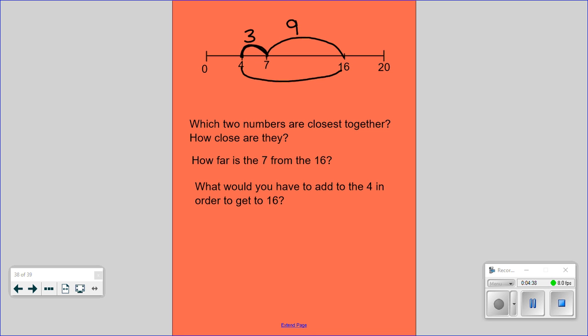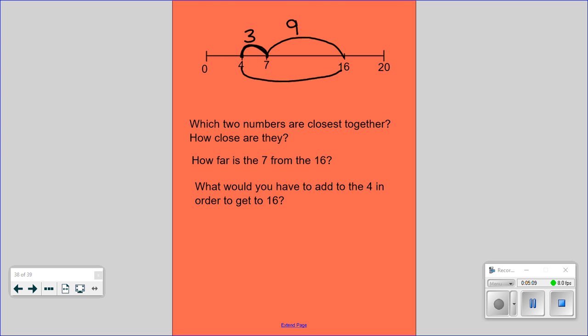There's 2 parts in there. Do you see the 2 smaller parts? Brayden, do you see them? All you have to do is add the 3 and the 9. Yes! All you have to do is add my 2 smaller jumps that I've already done. So I did a 3 jump to get me to the 7, and then a 9 jump to get me to the 16. If I add those two parts together, I get my whole big jump.